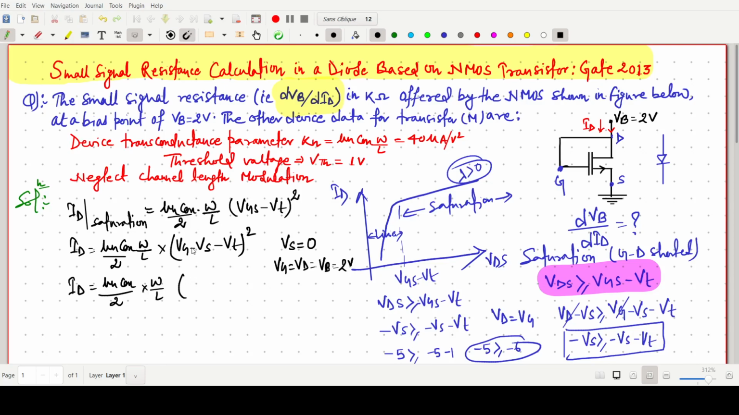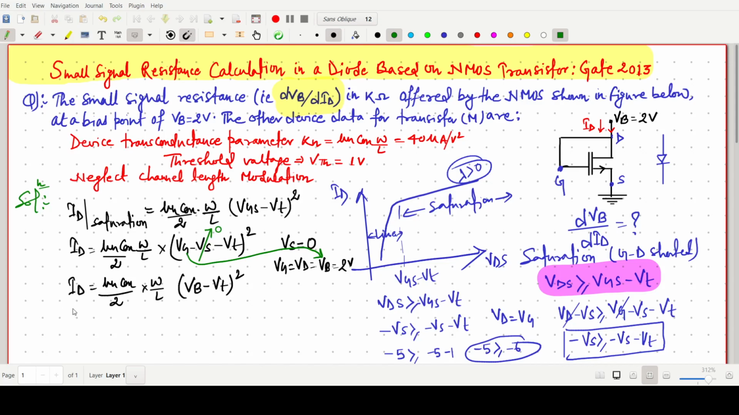One can simply write this as Vg minus Vs. So it should be nothing but simply Vg is Vb minus Vt whole square, because this term Vs will be 0. So we can write Vg is nothing but simply our Vb. Okay, so don't put this value right now. Why? Because we have to find dVb by del Id.